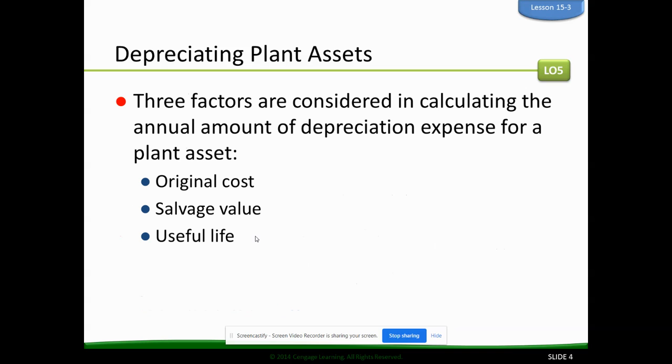Three factors are considered in calculating the annual amount of depreciation expense for a plant asset. They are original cost, salvage value, and useful life. So original cost, how much we paid for it. Salvage value, what it will be worth once we are done using it. And useful life is how long we will be using it.